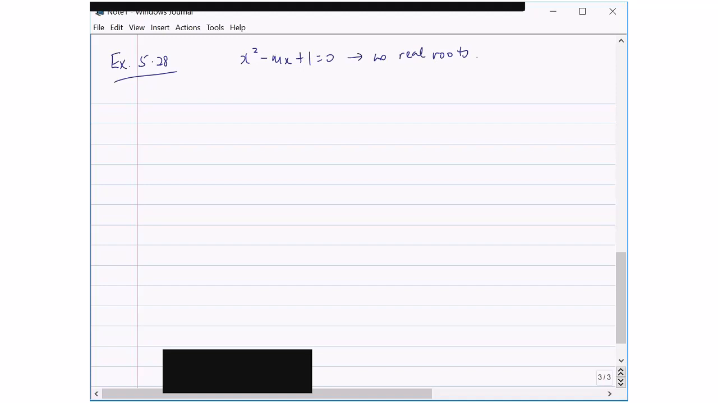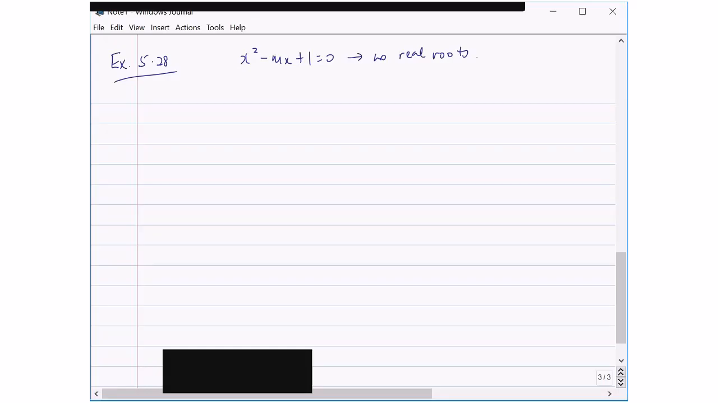I lost someone again. Okay, this equation is to have no real roots. What do you know about an equation with no real roots? What do you know about a quadratic equation that has no real roots? You learned before, last week.